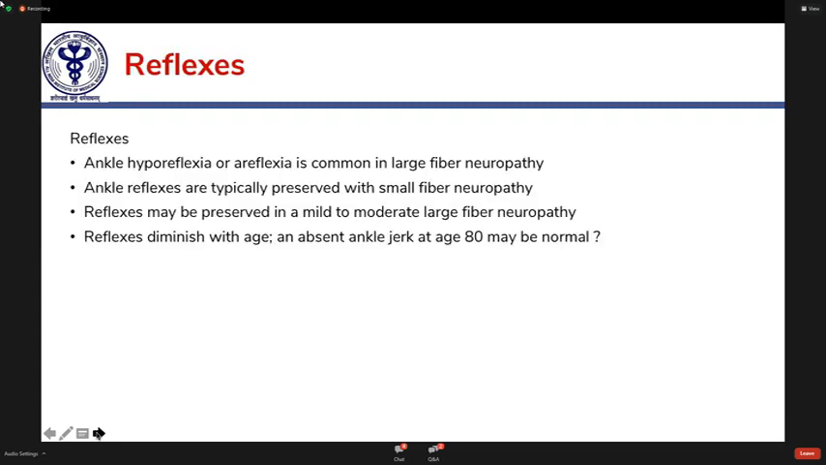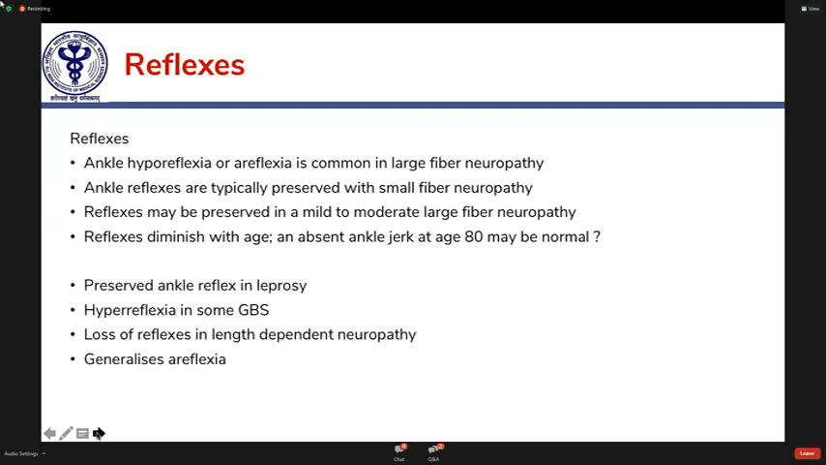Now coming to the reflexes, ankle hyporeflexia or areflexia is common in large fiber neuropathy. It's a length dependent pattern, and it can involve the distal part first. It is usually preserved in small fiber neuropathy. Reflexes are also usually preserved in mild to moderate large fiber neuropathy, because reflexes may not be absent in the initial stages. Reflexes diminish with age. They say that absent ankle reflexes at age 80 may be normal. That's a controversial thing. Some people don't believe there's a normal aging pattern that affects reflexes. Some may not accept that.